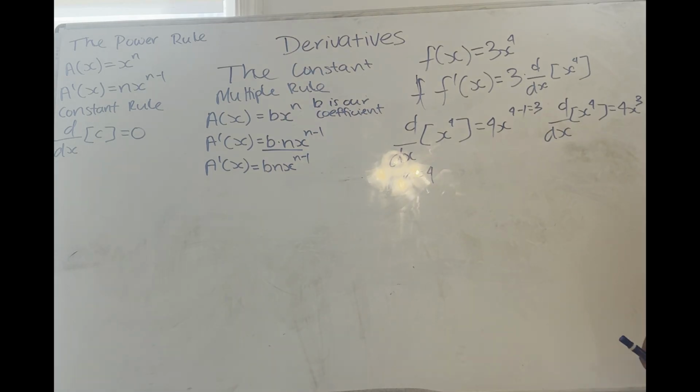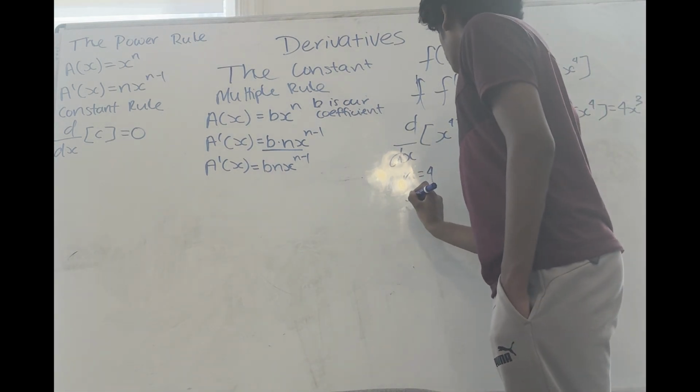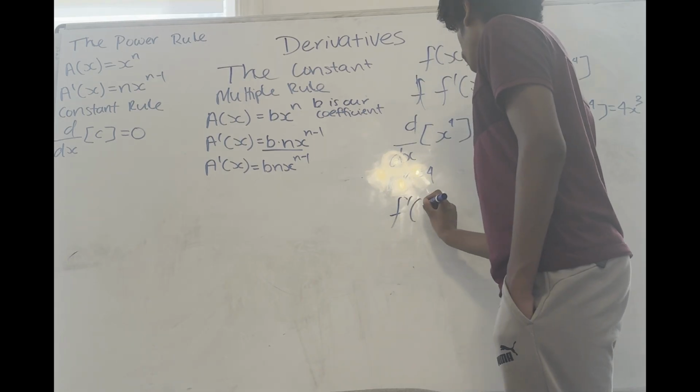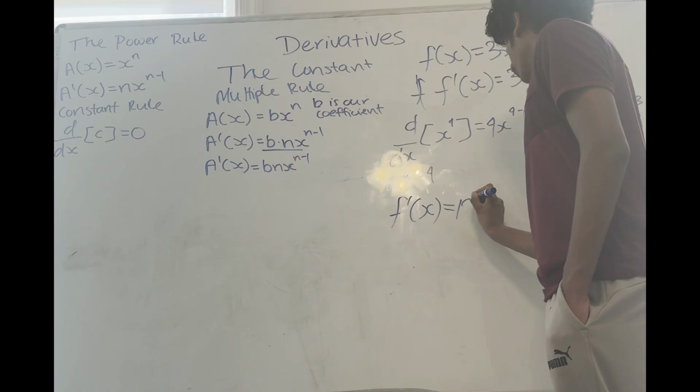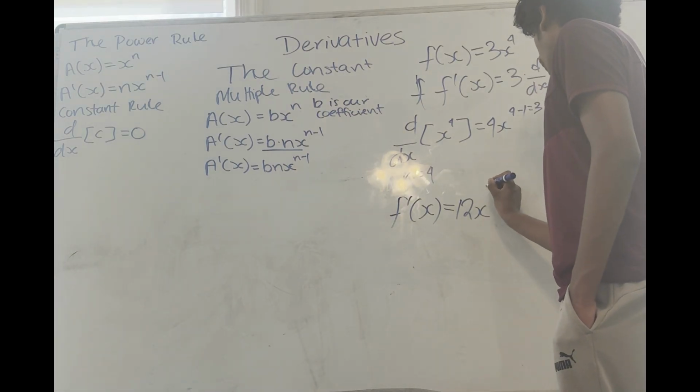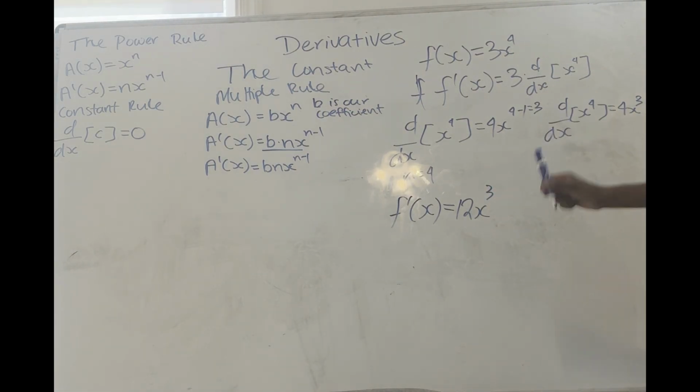All right. So referring back to this, we see that we have a constant being multiplied to it. So our final solution is we would multiply this 3 by this 4. So we would get the derivative f prime of x is equal to 12x to the power of 3. That is the constant multiple rule.